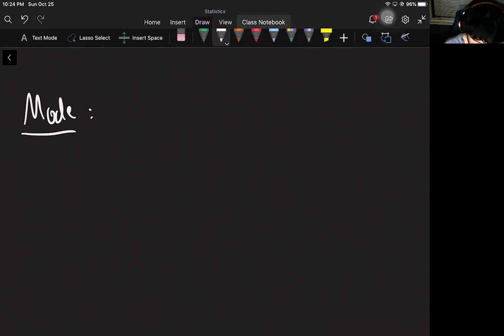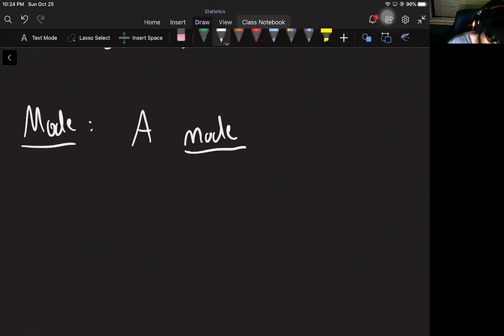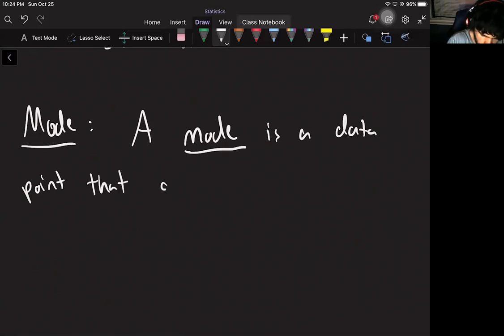Okay, so next up is the mode. A mode is a data point that appears the most often. So this is different than the mean and the median.